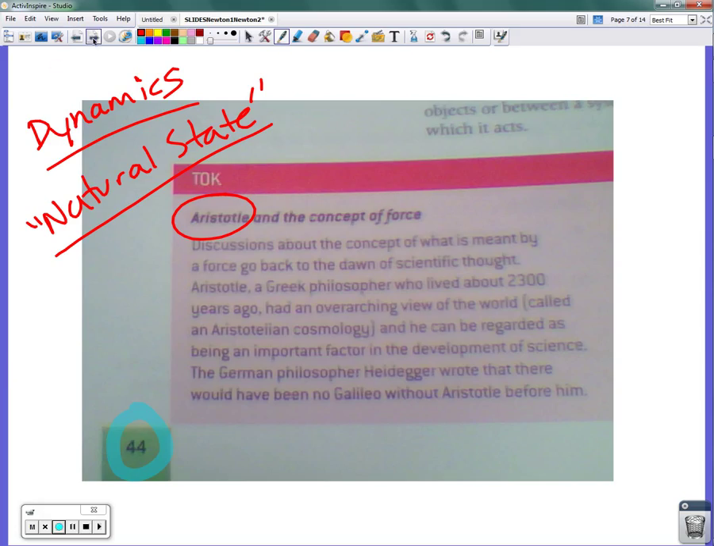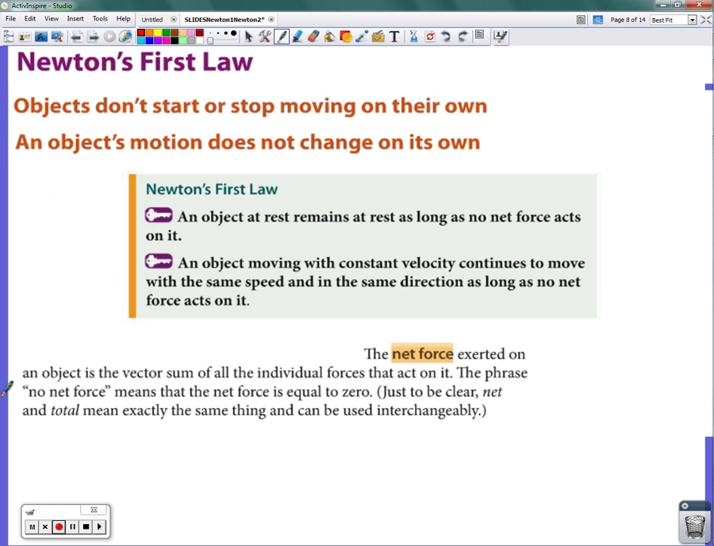Newton takes that idea and puts it together in what we refer to now as Newton's first law. So Newton's first law is summarized by these two statements at the top. Objects don't start or stop moving on their own. That's contrary to what Aristotle thought. Aristotle knew that objects wouldn't start moving on their own, but according to his experience, things stopped moving on their own, right? Something rolling across the floor just ultimately stops eventually, right? Why? According to Aristotle, that's the natural state of things. But Galileo and then later Newton realized that is not the case.